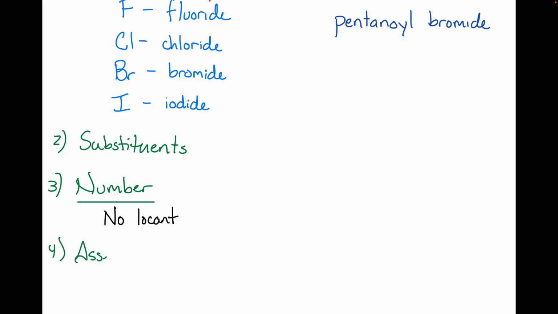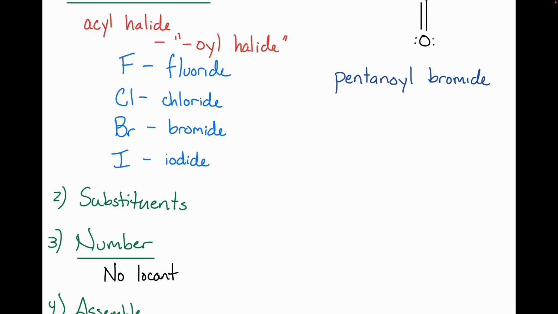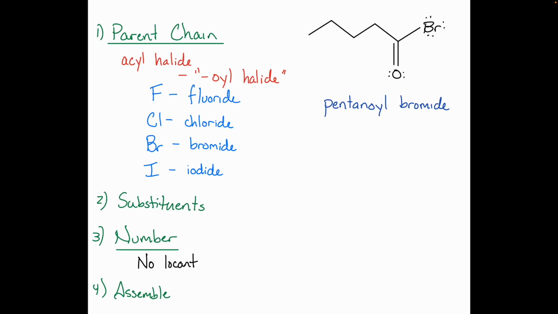All right, and then nothing new when we put it all together if we did have some substituents. Same idea, we just have a new ending. We do have to tailor our ending to whatever our specific halogen is. 99% of the time, it's either going to be a chloride or a bromide. Nonetheless, we build that into our name. So we have this new oyl ending as well as our halogen name, pentanoyl bromide.